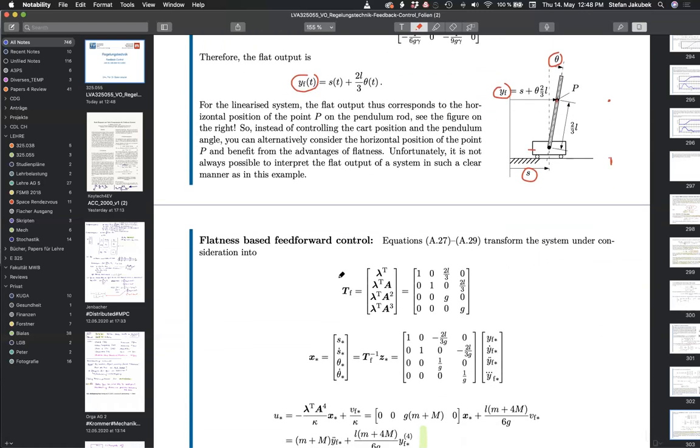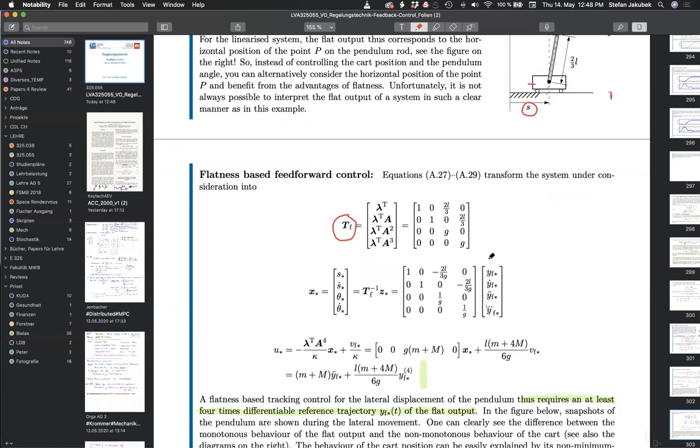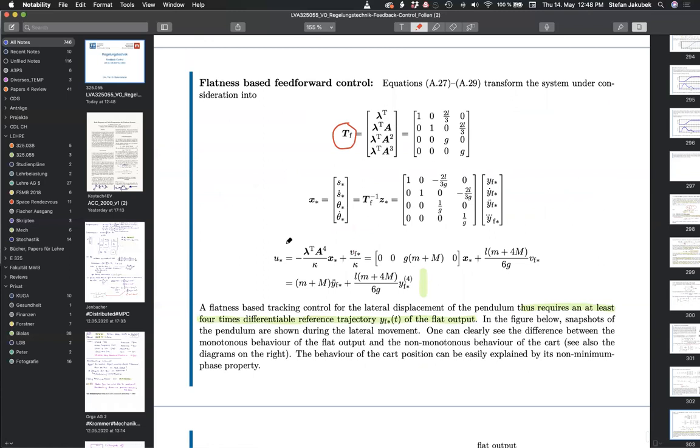What we have to do is compute the transformation matrix, and everything else follows immediately. So we apply the control law. I just give you the final result, and maybe it's a good homework for you to try this by yourself. But it's interesting to observe how the control law looks like.